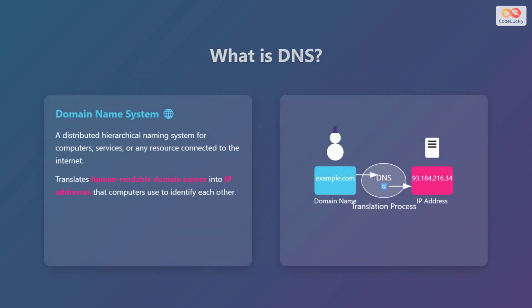So what exactly is DNS? The domain name system is a distributed, hierarchical naming system for computers, services, or really any resource connected to the Internet. Its main job is to translate human-readable domain names, like example.com, into Internet Protocol addresses, often called IP addresses, that computers use to identify each other. In simpler terms, DNS is like a phone book for the Internet. It lets us use easy-to-remember names instead of numerical addresses.